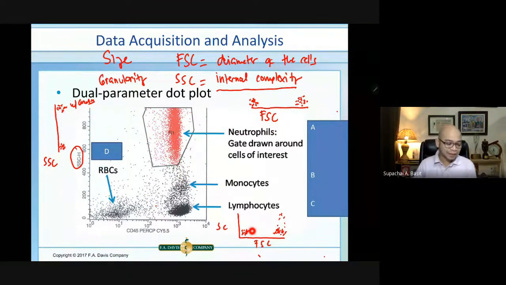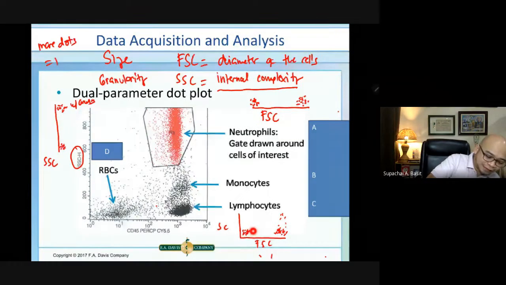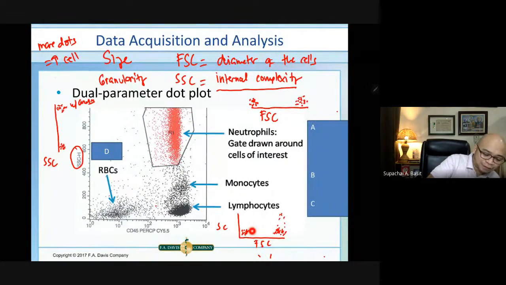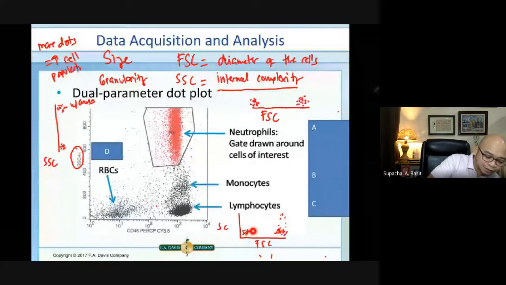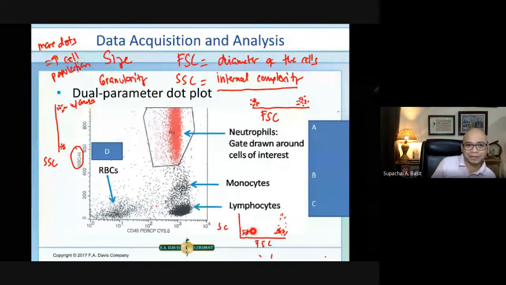Okay. And then, tandaan ninyo in histogram, more dots represent increase in cell population. So kapag marami kayo nakikita na dots, it means that there are more cell population.